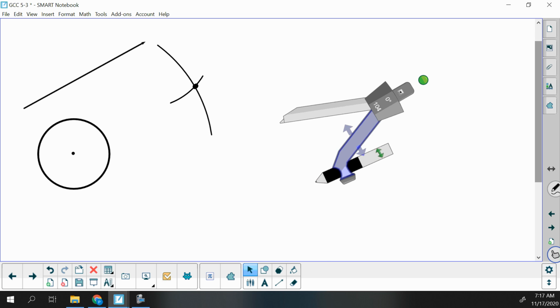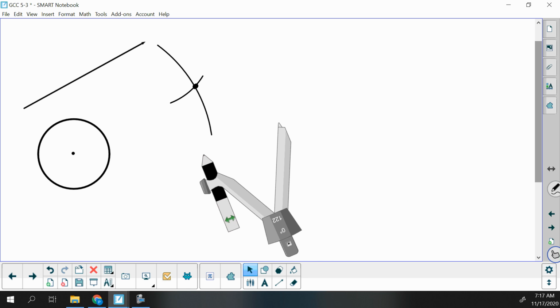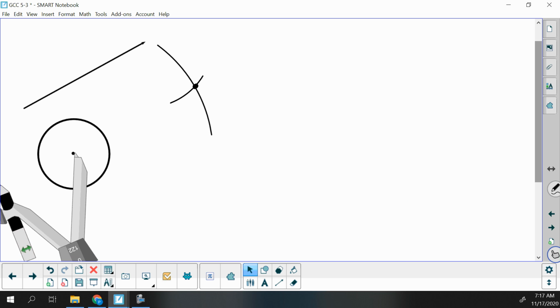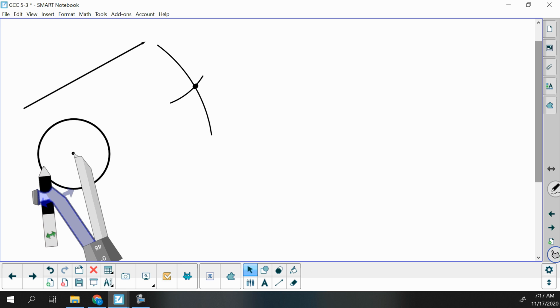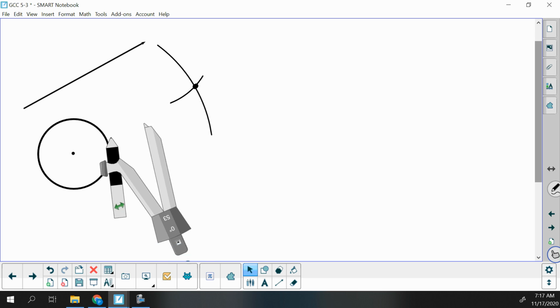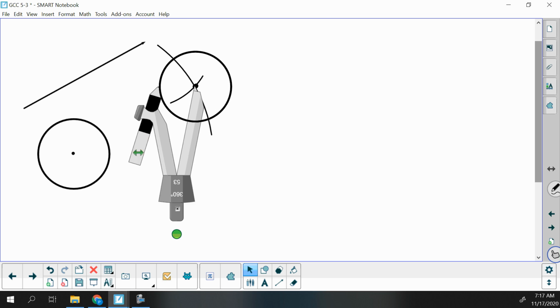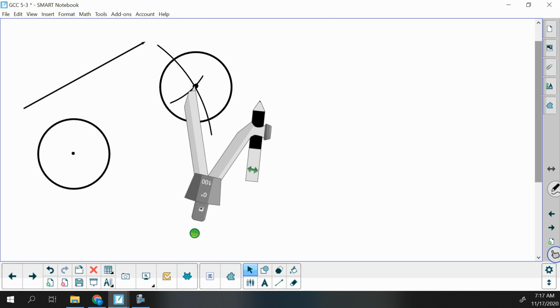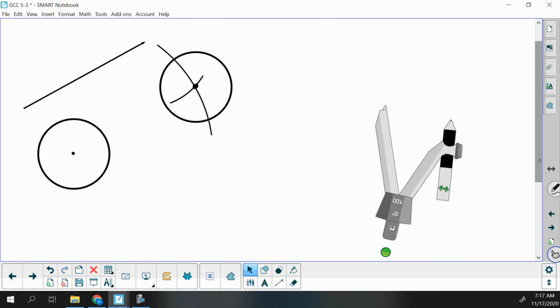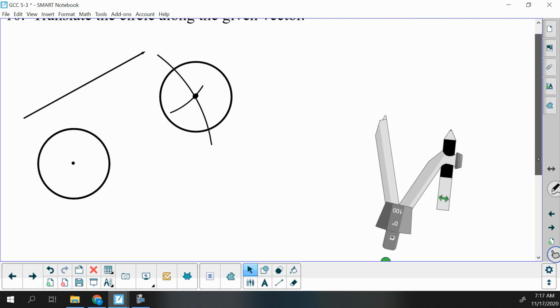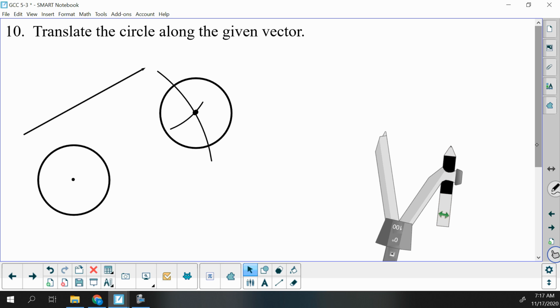Well, to finish off the circle, I've got to set my compass to the radius of the circle. So I'll put my point on the center, and I'll put my pencil right on the circle. And then I'll come over to my intersection point, and I'll just make a full circle, and that's my translated image. It slid the circle the amount of the vector.